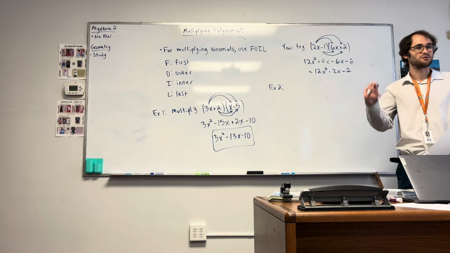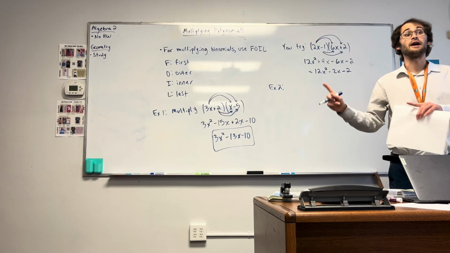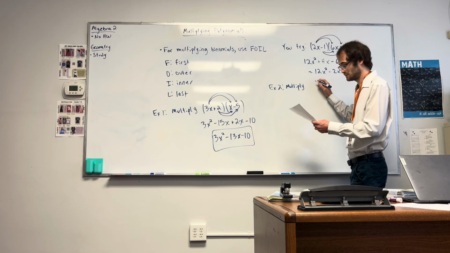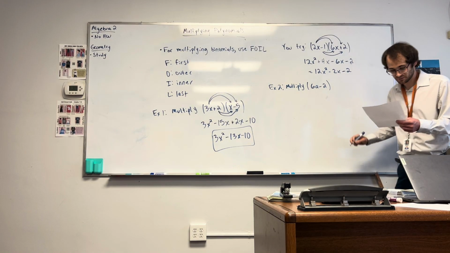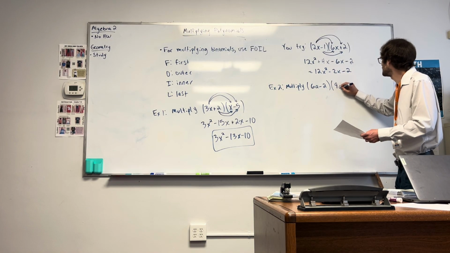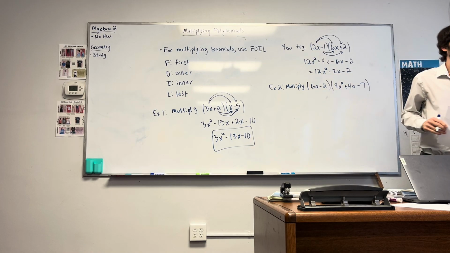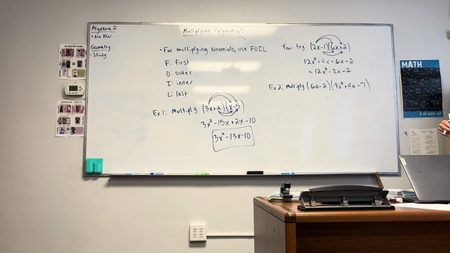This one I'm gonna do, then y'all will try one like it. Perfect. So we did a binomial times a binomial. Now we'll do a binomial times a trinomial. We'll do 6a minus 2, and we'll multiply that times 9a squared plus 4a minus 7. I wouldn't even say this is harder. It's just a little more writing. You gotta be a little more careful not to mess up exponents or signs.